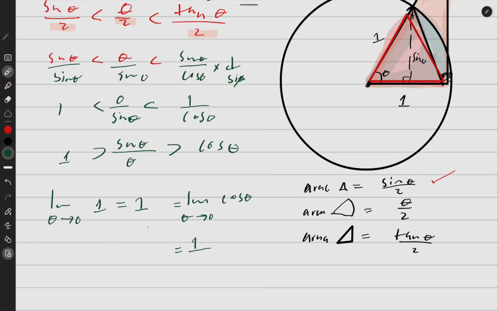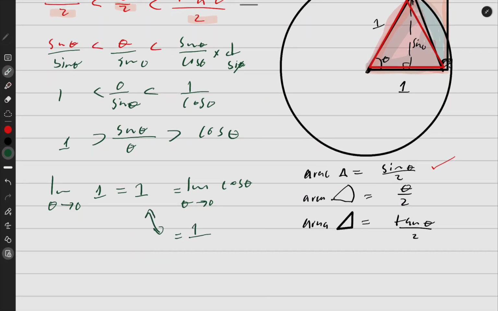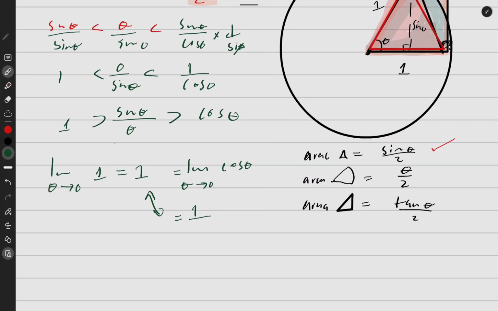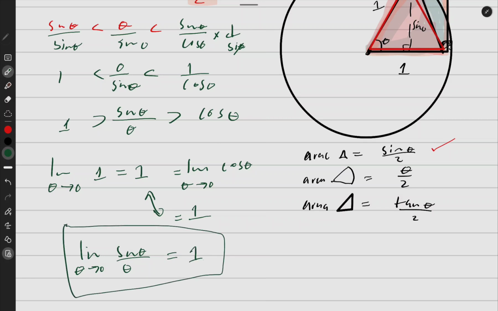So because the two functions have the same limit, we can conclude that the limit of sine theta over theta as theta goes to 0 will have to be 1 again. So we have obtained the most powerful part of our proof. This is it.